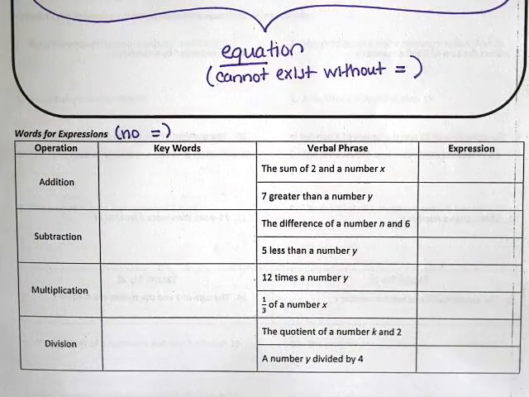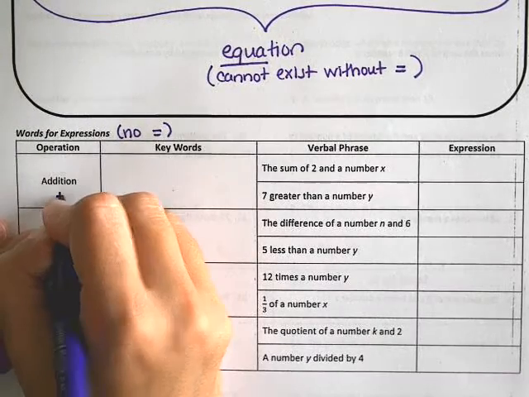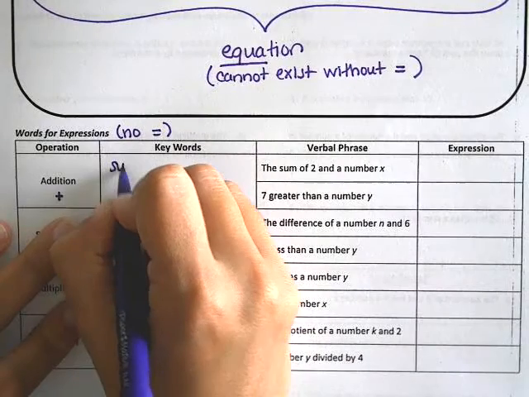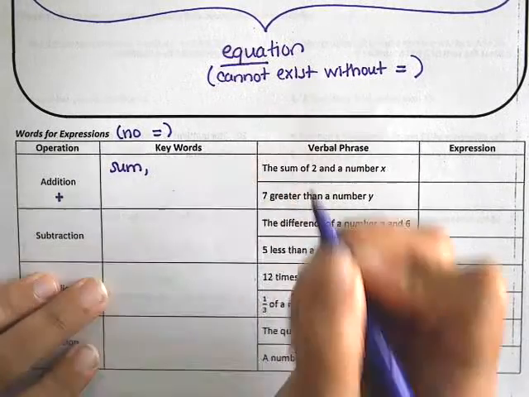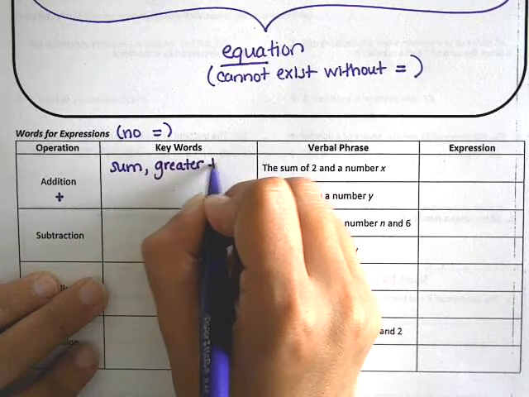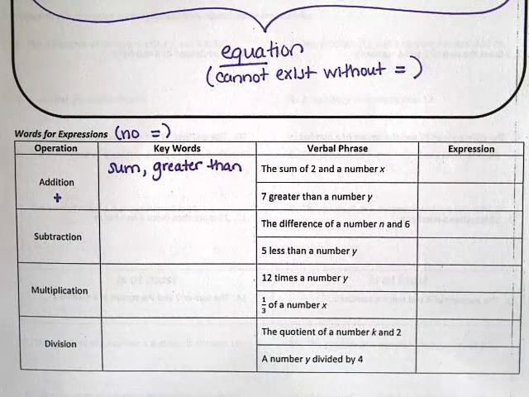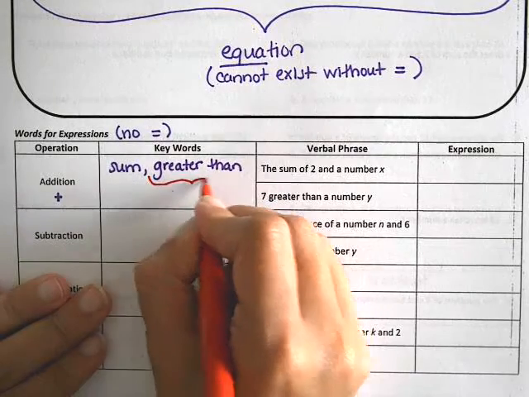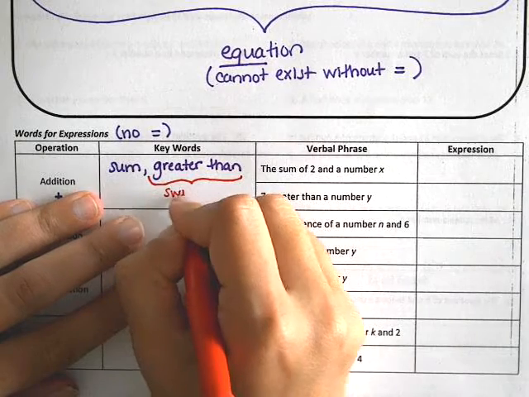So, the first term we're going to learn about is addition. What are some vocabulary words that will tell you that we need an addition sign? The first word that means addition is the word sum. The second phrase that we need to know that means addition is greater than. Those are probably the two that come up the most often. Now, the phrase greater than is actually a tricky one. When you see the words greater than, it actually means switcheroo.